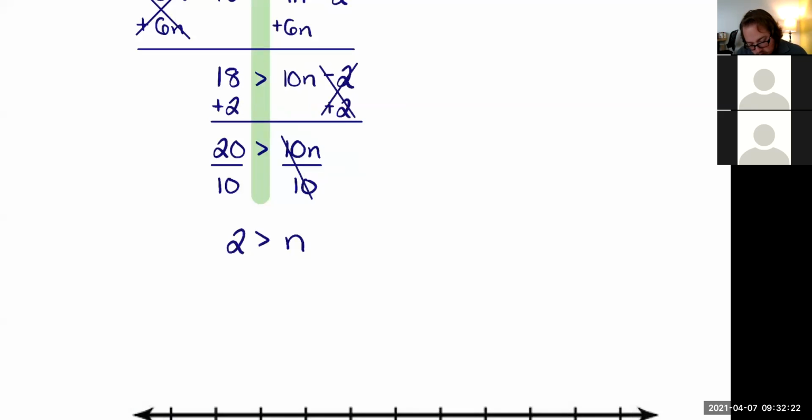But here, when I write my variable on the left-hand side, that inequality sign still wants to be pointing towards the same piece it was pointing towards before. So that greater than symbol is going to become a less than symbol. And the 2 is going to fall on the other side. And what we have now is our final solution. N, which represents all of my solutions, must be less than 2.